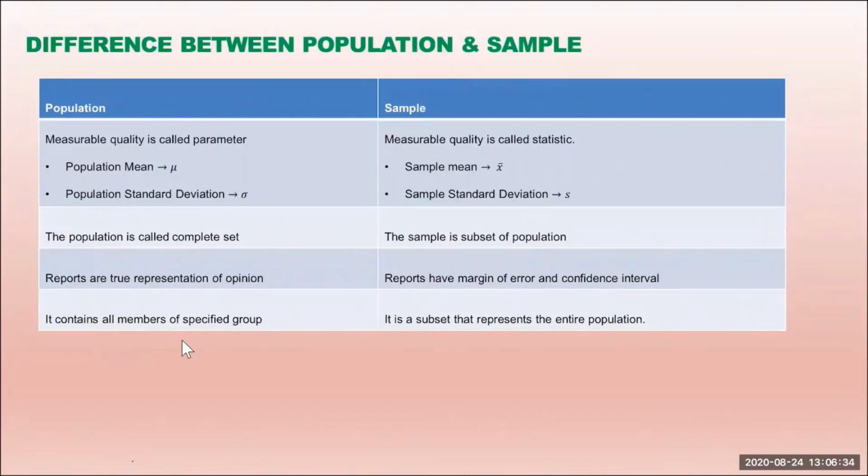Population contains all members of a specific group. We are talking about everyone in the group. Whereas in the case of a sample, it is only a small section or a small subset that represents the entire population. So these are the key differences between population and sample.